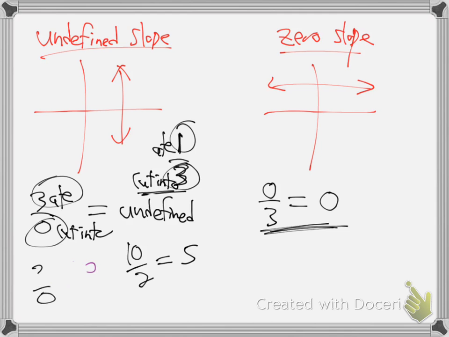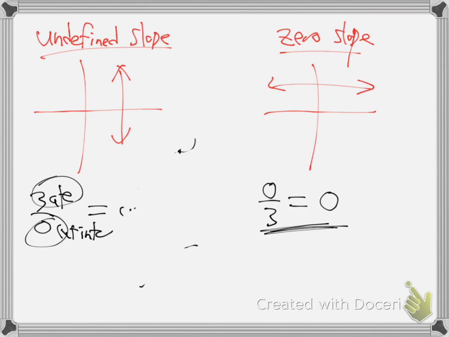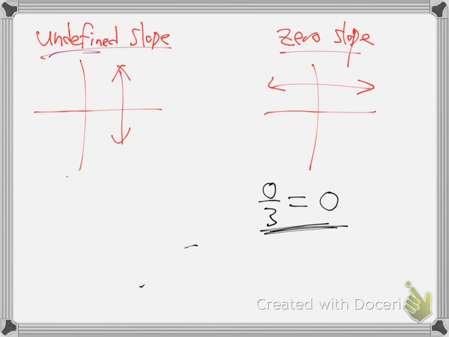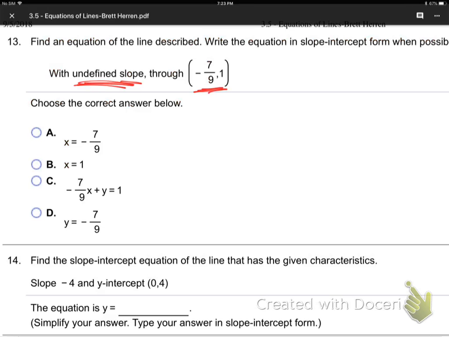So why am I going on and on about all that? Well, let me go back to the problem now. When they tell me undefined slope, which they did, back here they said undefined slope, when you see under, you want to think under. What's under? 0 is under. And I don't even know what the number is up top. I don't really care. But it's the slope. The slope must have a 0 underneath.